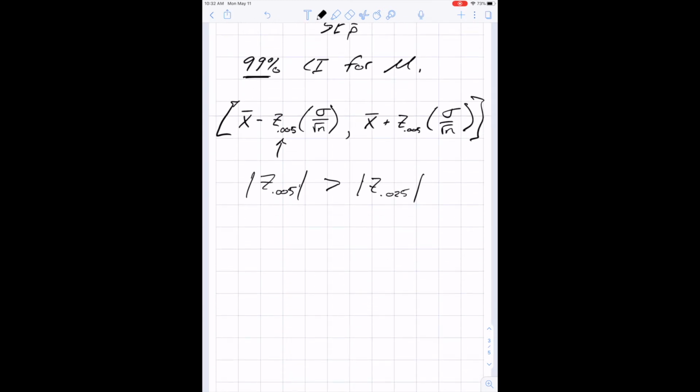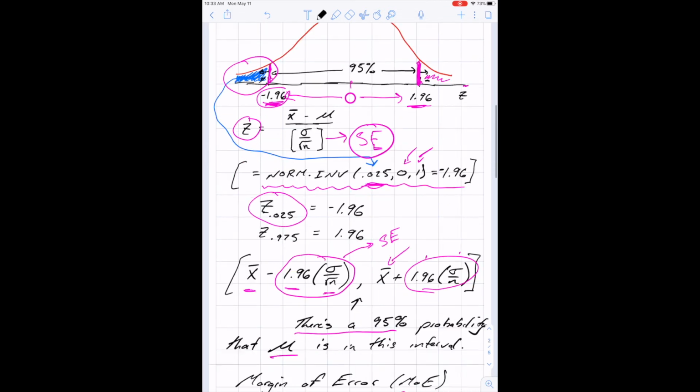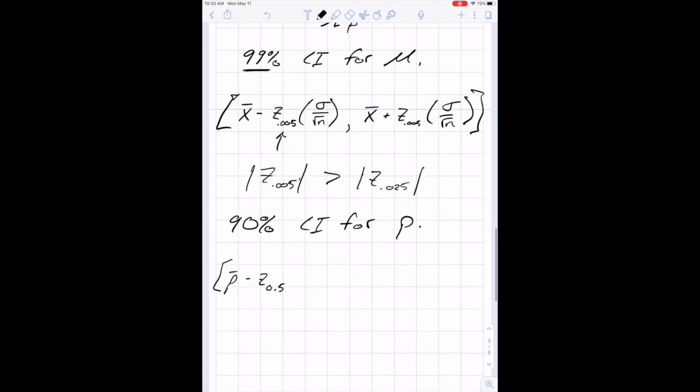Similarly, if I was doing a 90%, these are the three common numbers: 90%, 95%, and 99%. Those are the most common cases. CI for, let's do P this time, then it's going to be P bar minus Z 0.05, 5% to the left, because now we have 90% in the middle. What has to be the total on the outside if 90% is on the inside? 10%. What happens to that 10% when we divide it between our two tails? We get 5%.